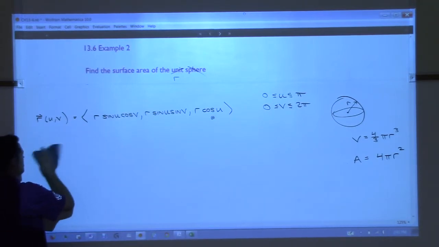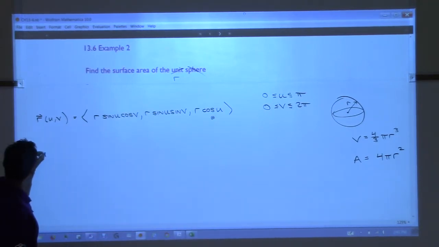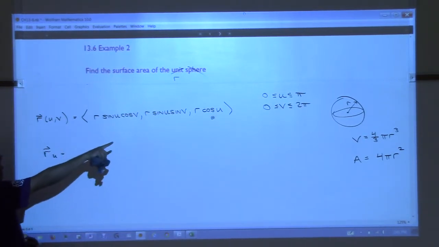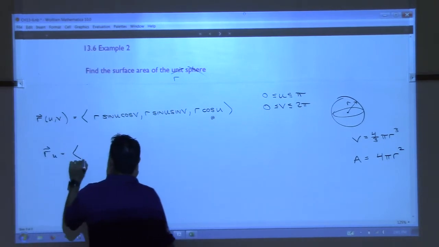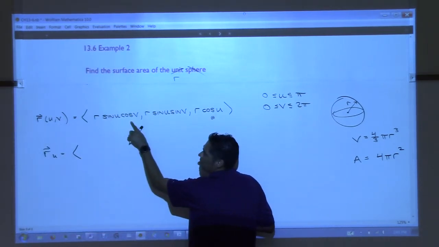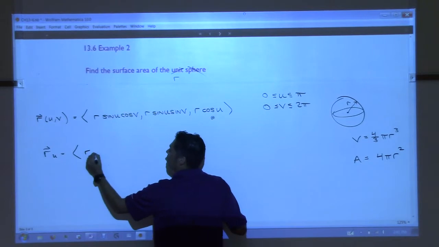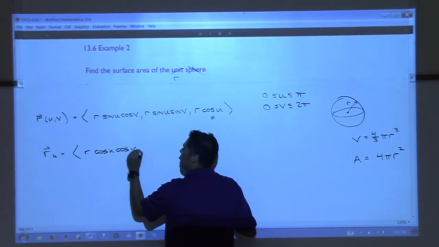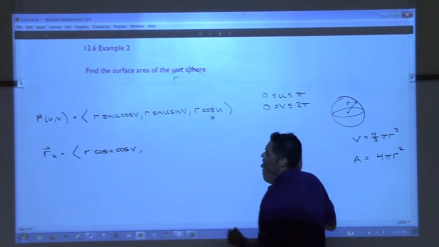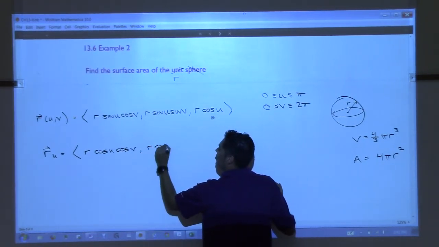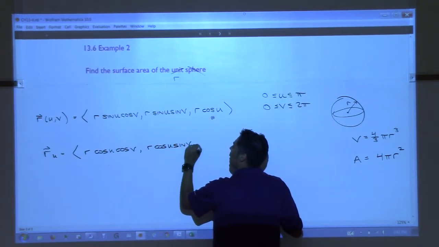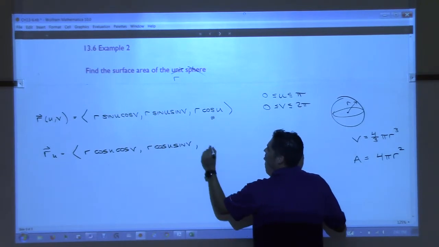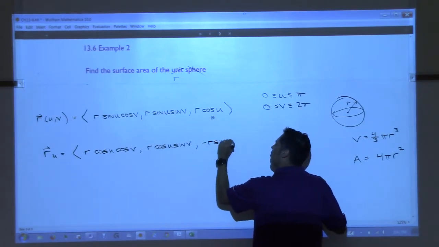Maybe we need to go through this. Okay, let's do this. What is the partial of r with respect to u? Okay, let's go through this a little slower. What's the partial of this with respect to u? What do we have? Here, r cosine u cosine v, right? Next one, r cosine u sine v. And then the last one, negative r sine u, right?